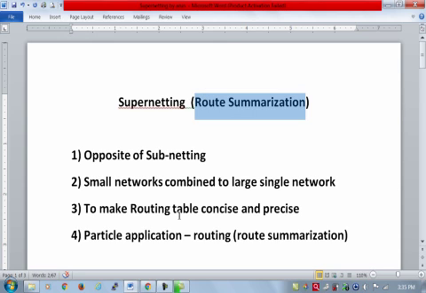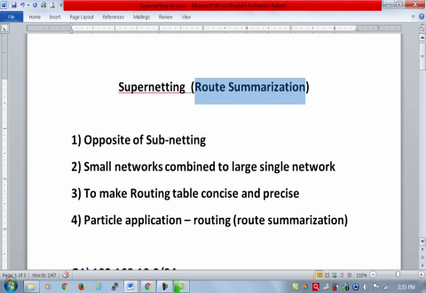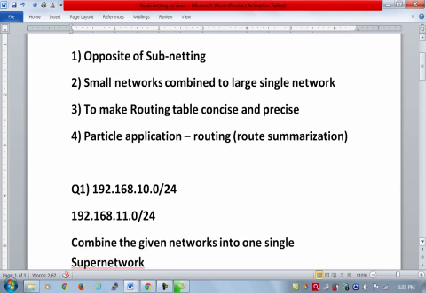The practical application is done in routing protocols like EIGRP, where we have route summarization, and that too can be done on a per interface basis. Now I'll show you with an example how supernetting is done. Supernetting is nothing but this: if I have smaller networks, they are combined into one super network. If I have four small networks, instead of pointing to each of the four, I will point to one super network.